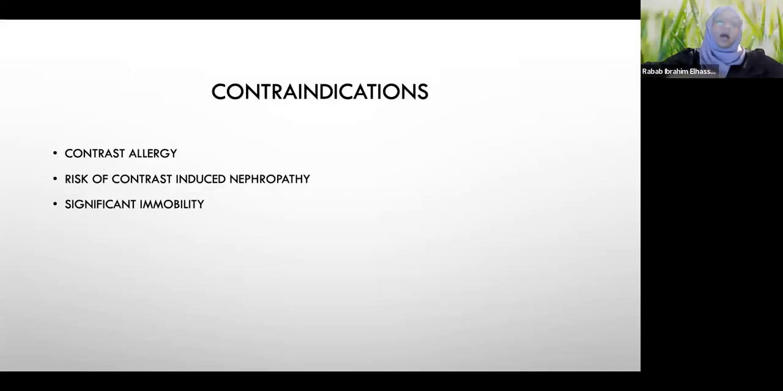Contraindications are mainly the contraindications to contrast, if there is contrast allergy or if there is a risk of contrast-induced nephropathy. The other contraindication is significant immobility, because you need to mobilize the patient quickly between the contrast injection and the positioning for mammography. You have 2 minutes to do that. So if you have a lady with poor mobility, this probably won't be suitable. And MRI won't be suitable as well.